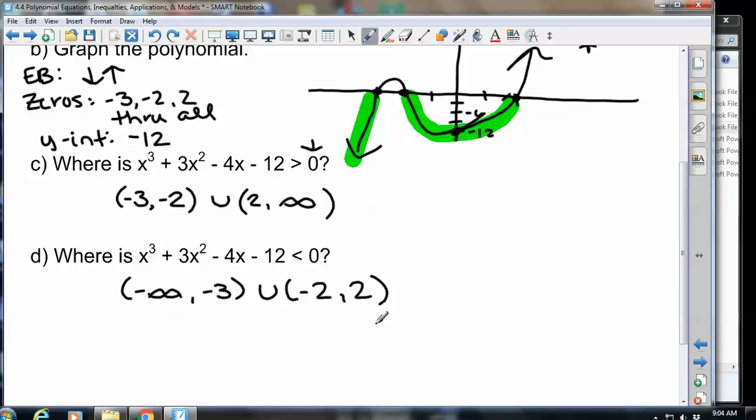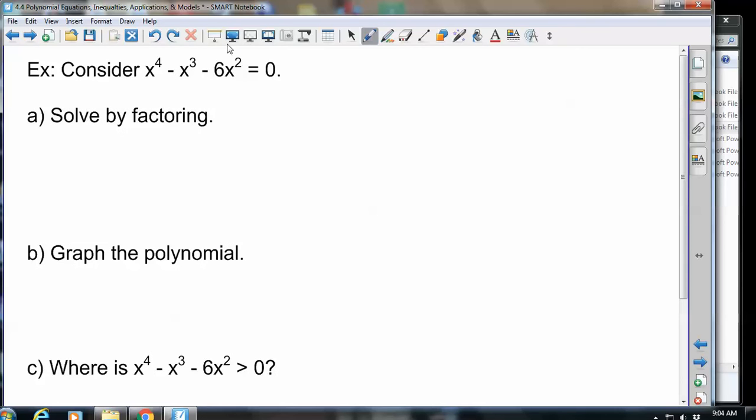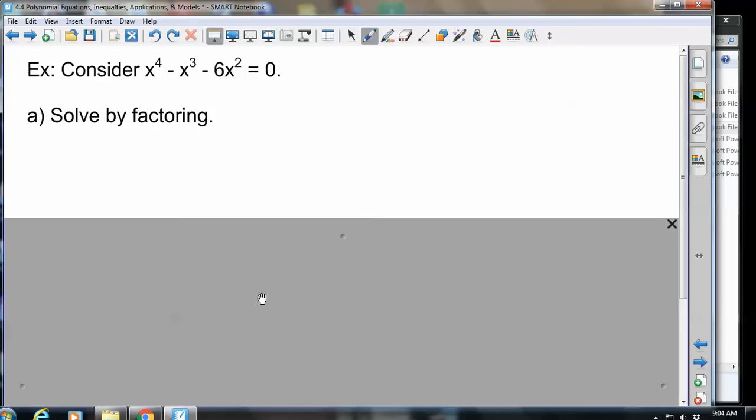Any questions on this one? Really, it's all things that we've done before, just pulling it together. We did factoring way back at the beginning, we did the graphing right before Christmas, we're putting it all together now. Let's look at this one.